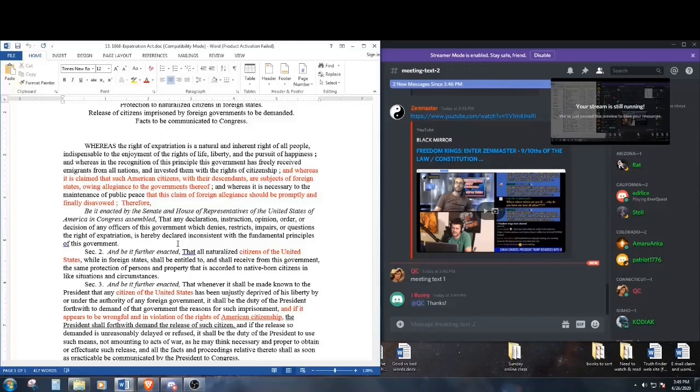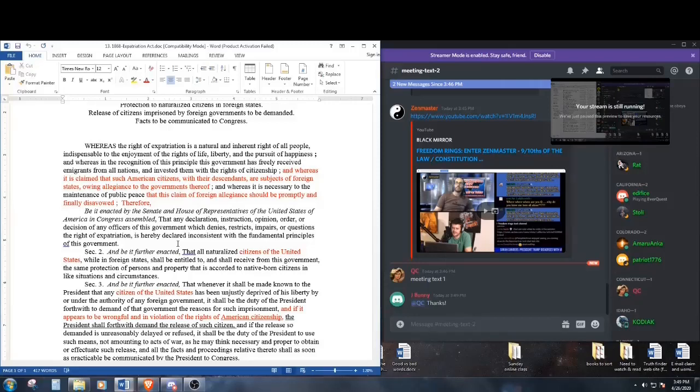Therefore, be it enacted by the Senate and House of Representatives of the United States of America in Congress assembled, that any declaration, instruction, opinion, order, or decision of any officers of this government which denies, restricts, impairs, or questions the right of expatriation is hereby declared inconsistent with the fundamental principles of this government. So, you have the absolute right to get out.